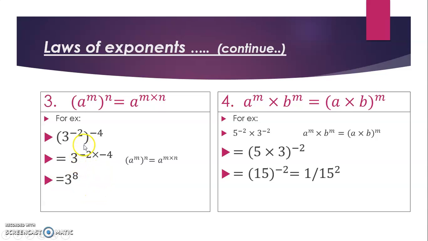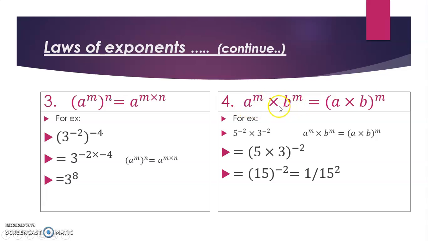In multiplication, if both the signs are negative, it will give you positive only. It is not like addition where you have to see the sign of the bigger number. Here you just see that both are in multiplication and both carry a negative sign, so it becomes positive after multiplication. See law number 4: a raised to the power m multiplied by b raised to the power m. Here the exponents or indexes are the same, but the bases are different.